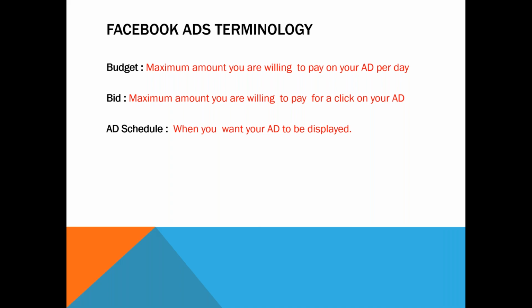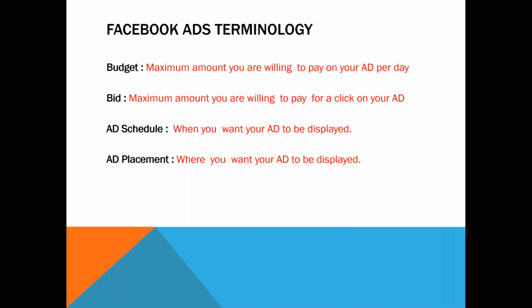Ad schedule. And remember, you should have created a business page. If you have not created a business page, you will not get this advertisement. Okay. Ad schedule. What is ad schedule? When you want your ad to be displayed, means you want your ad to be displayed on Monday or Tuesday or Wednesday. You want your ad to be displayed at 9 a.m., 2 p.m., 3 p.m. It is asking you the time and the date you want your ad to be displayed, and that is called schedule. Ad placement. Where you want your ad to be displayed.